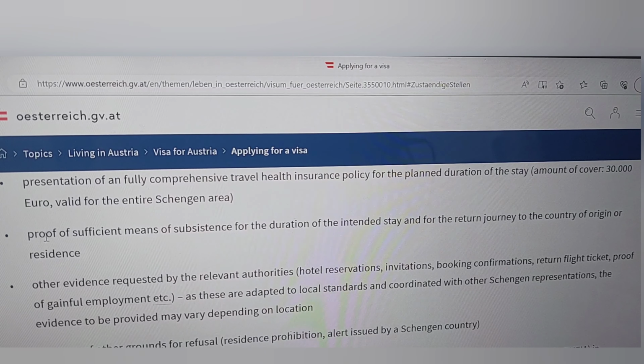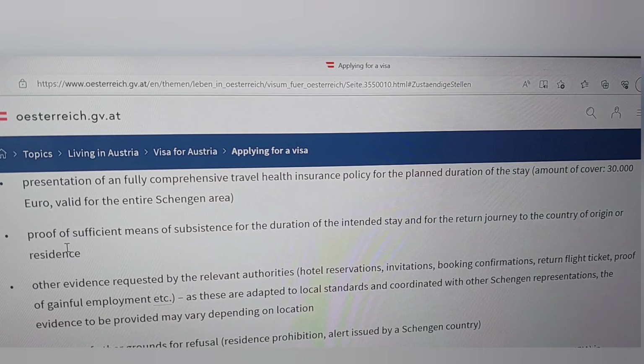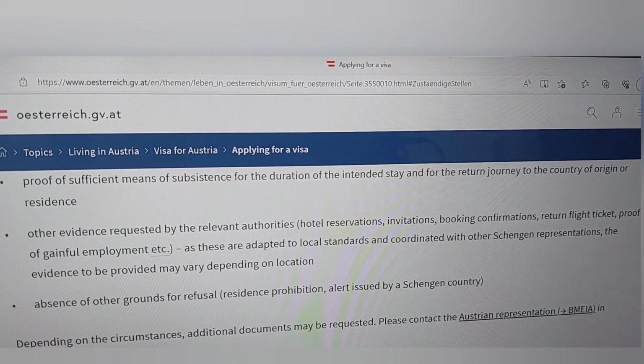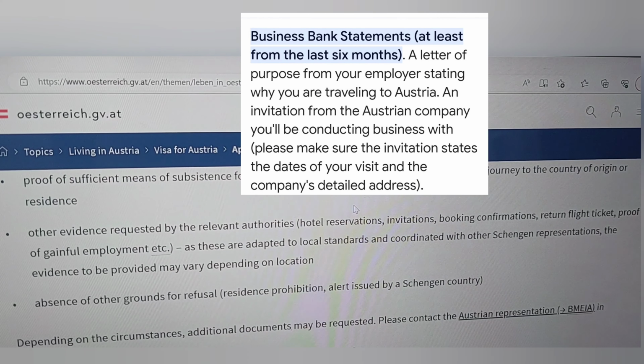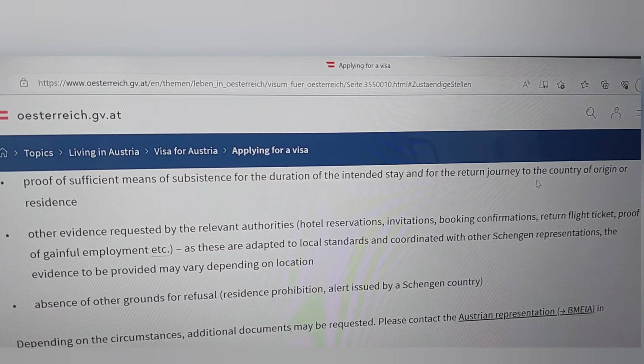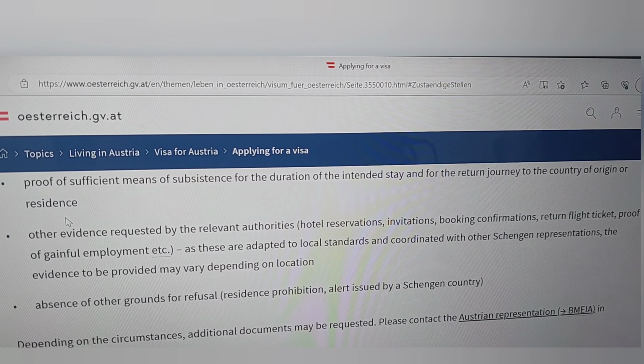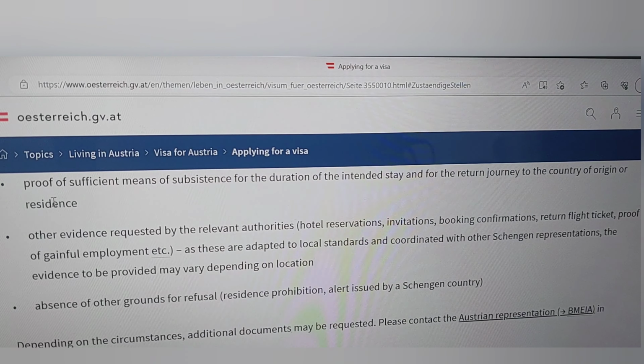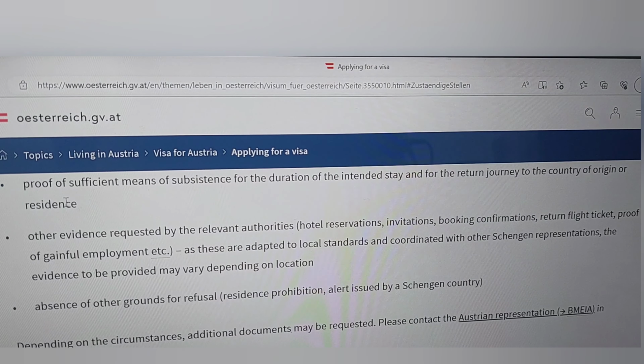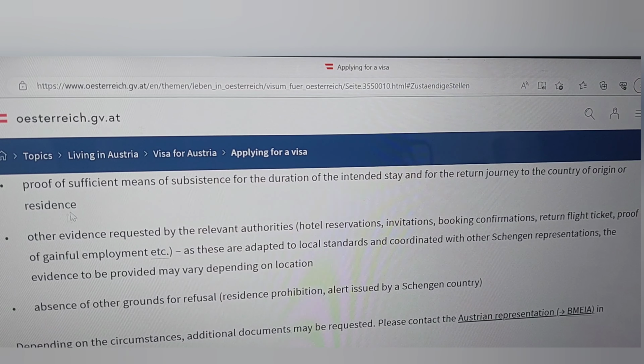Take note. The fifth one is proof of sufficient means of subsistence for the duration of the intended stay and for the return journey to the country of origin or residence. That is proof of the means by which you can survive in Austria. That is your bank statements. You need to prove that you can sustain yourself when you come to Austria.